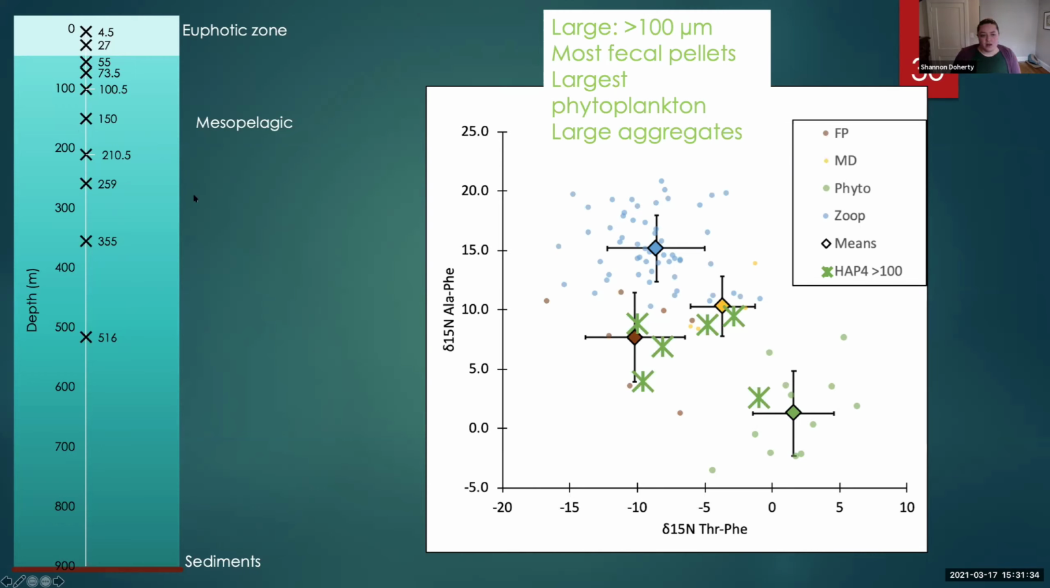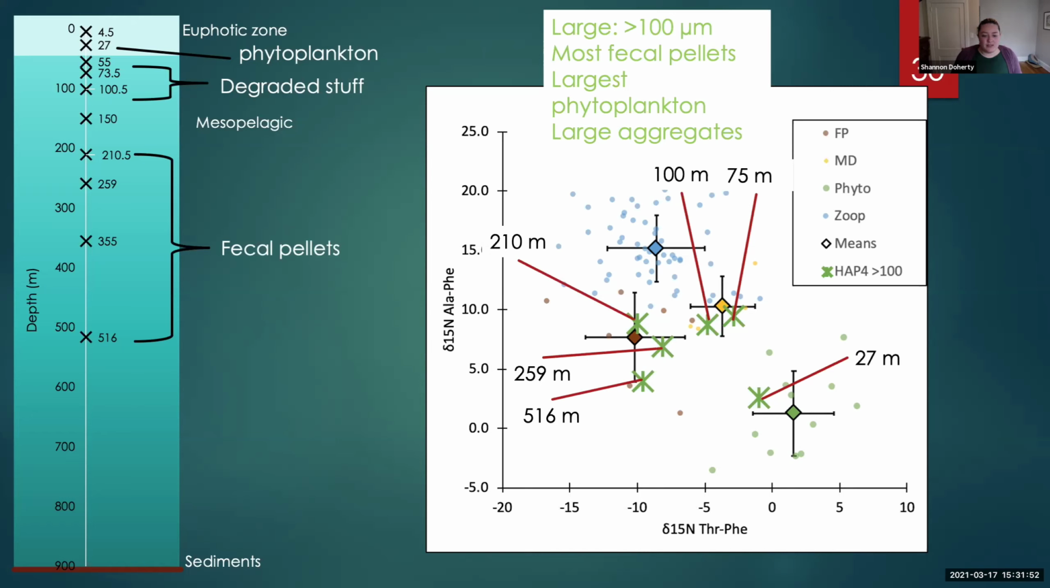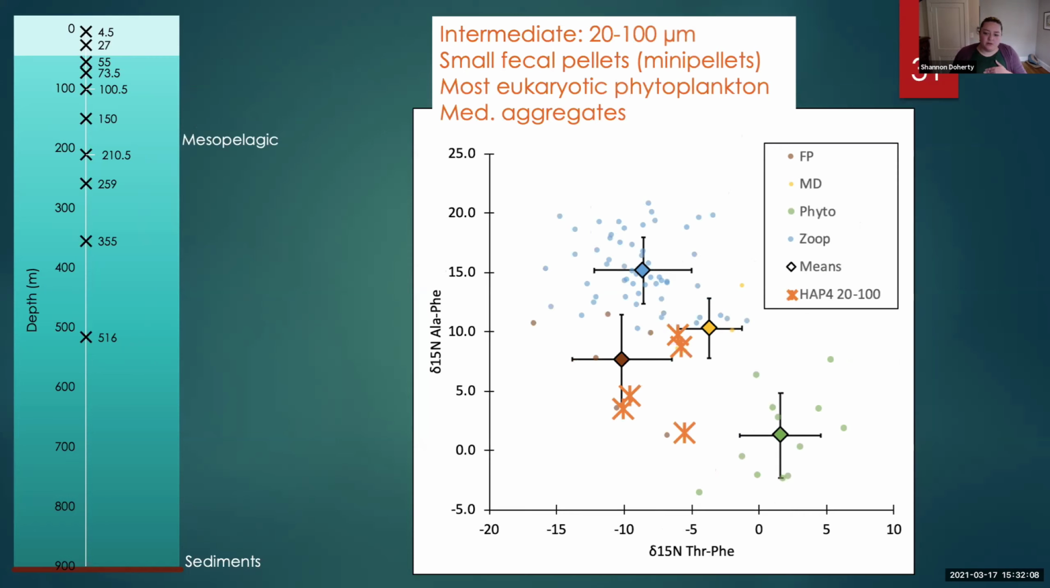We're most interested in where fecal pellets show up in the mesopelagic because that's where they will be contributing to carbon storage. So if we go through our large particles, our first particle at 27 meters looks a lot like phytoplankton. This matches what we would expect. Similarly, our particles below the euphotic zone look like degraded stuff. So that's similar to what we would expect. And then we see that our fecal pellets show up around 200 meters and they are present all the way down to 500 meters. So we can see a fecal pellet signature in our particles in the mesopelagic, which is great.